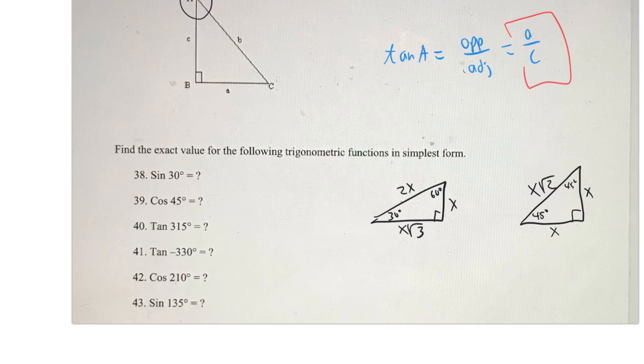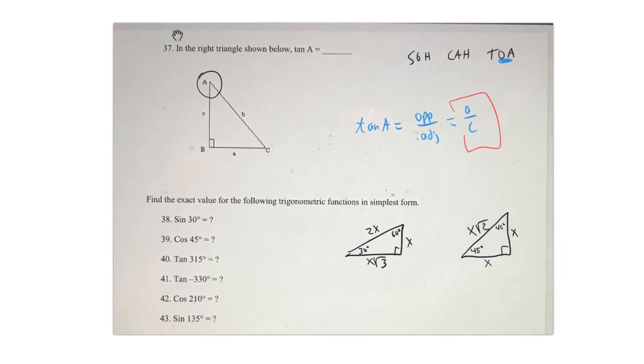So let's see, sine of 30. Sine of 30 would be this scenario, and sine, according to SOHCAHTOA, is opposite over hypotenuse. So we're looking at the opposite over the hypotenuse. So that's going to be x over 2x, which really just ends up being 1/2, and that's it.